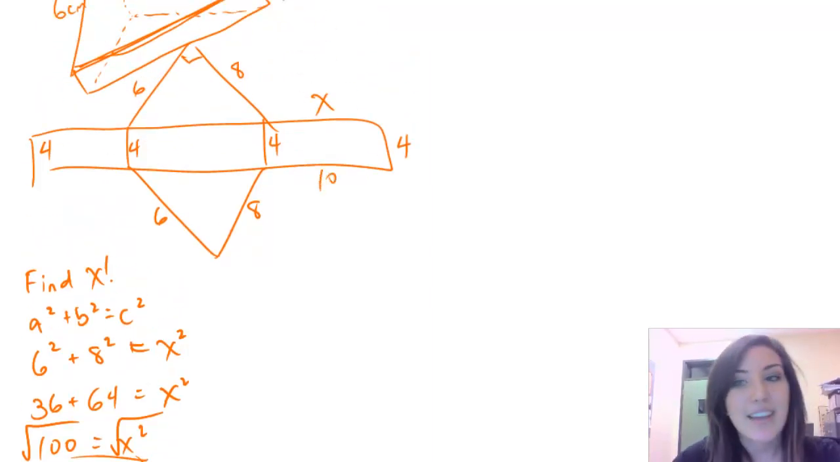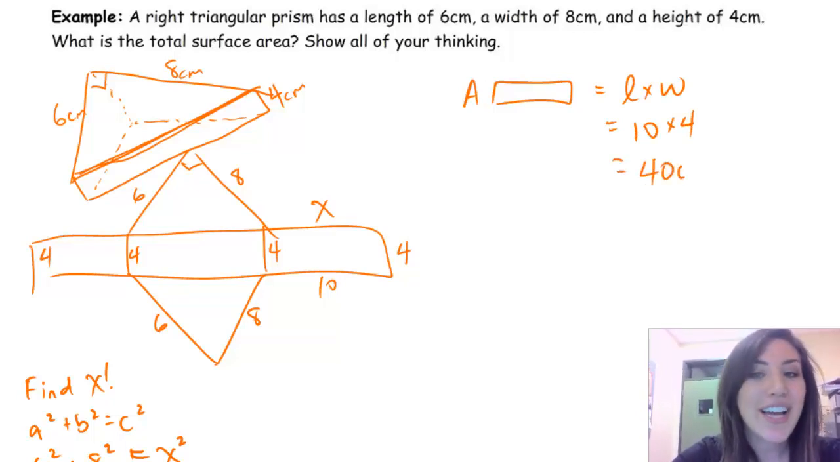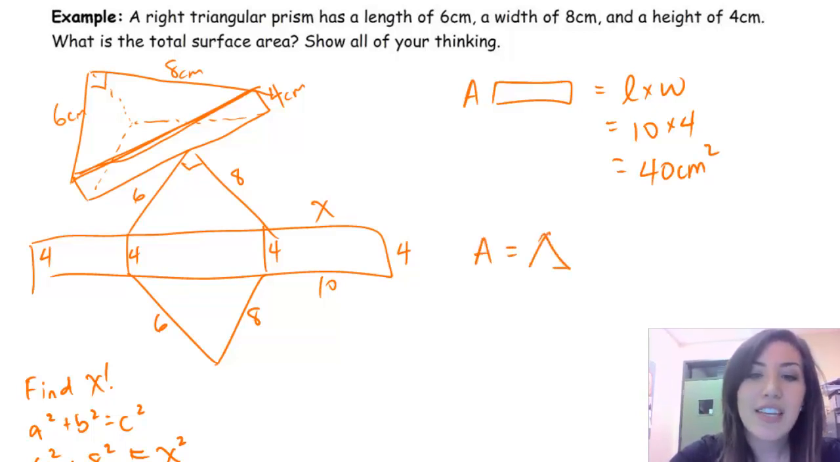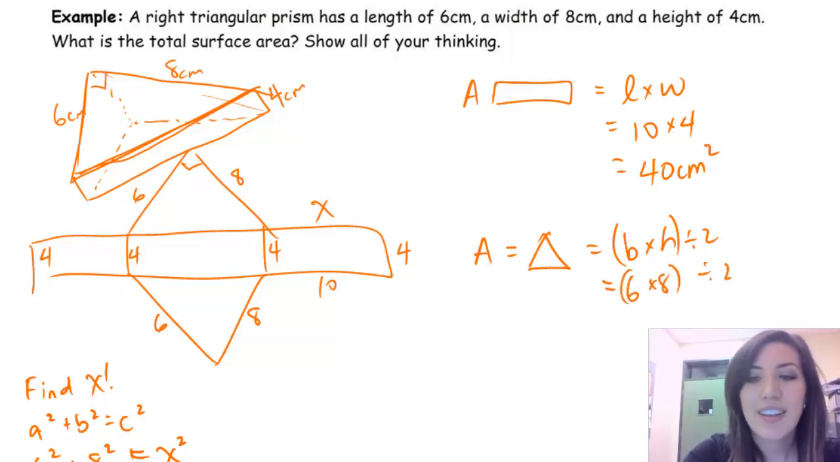This length is 10. Now if we find the area of the rectangle, this is length times width, and this is 10 times 4. So this gives us an area of 40 centimeters squared. And the area of the triangle equals base times height divided by 2. We can call the base 6 times 8 divided by 2. 6 times 8 is 48, divided by 2 equals 24 centimeters squared.